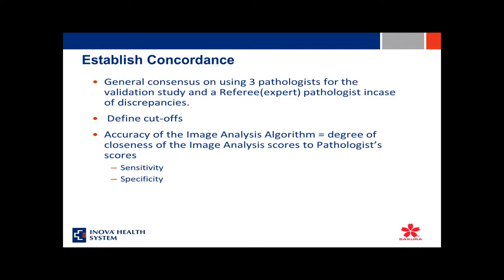So the general consensus was on using three pathologists for the validation study, and in cases where we had discrepancies. We did have discrepancies, especially for the borderline, weak positive cases. We had discrepancies among the three pathologists, so we brought in an expert breast pathologist in case of those discrepancies. And again, it's important to define your cutoffs. They have to be established by the medical director. Your image analysis algorithm accuracy is defined as the degree of closeness of your IA scores to the pathologist scores, and that's how you establish your sensitivity and specificity for these algorithms.